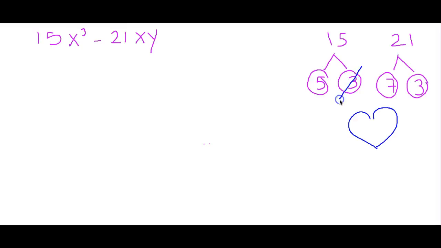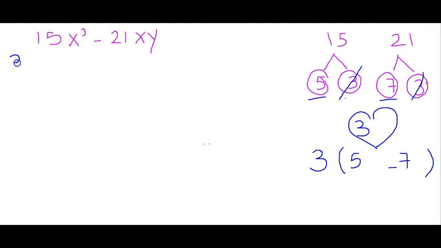3. 3 is a common factor. So 3 is common between the two numbers. So that means I will pull the 3 out as a common factor, and the 5 minus the 7 will be inside the parentheses because that's what's left in the tree. So I pulled the common number outside the parentheses, and whatever is left over stays in the parentheses.